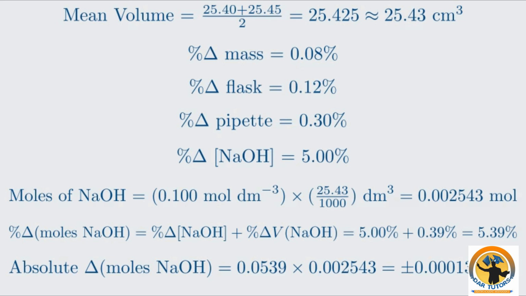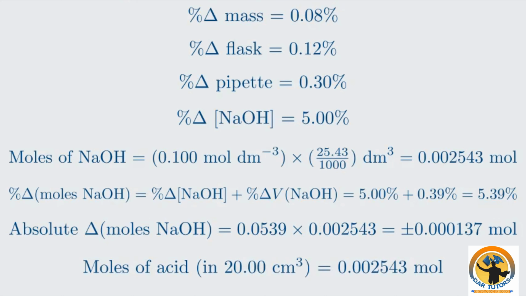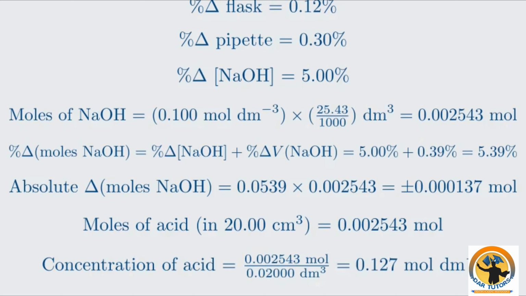Step 3. Calculate the moles of the acid in the 20.00 cm3 sample. Since the acid is monoprotic, the mole ratio of acid to base is 1:1. So the moles of acid are the same as the moles of NaOH. Step 4. Calculate the concentration of the acid. Concentration equals moles divided by volume of the acid sample. The volume of the acid from the pipette is 20.00 cm3, or 0.02 dm3, so the concentration is 0.127 mol dm-3. Again, we propagate uncertainty.